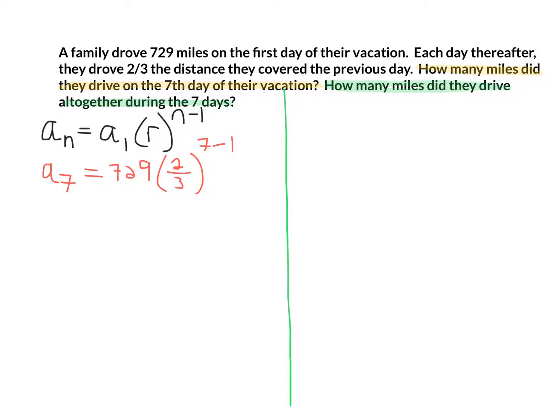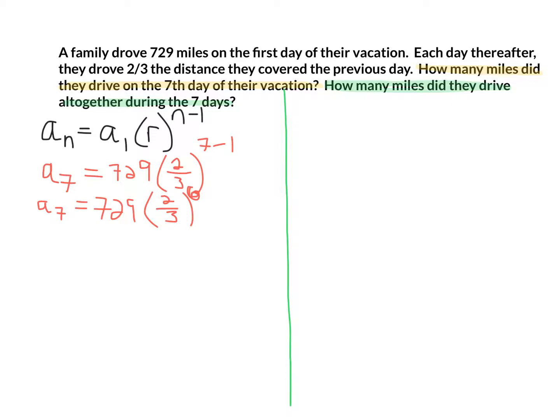So there's our formula. Now, obviously, order of operations says we're going to start with that exponent first. So A of 7 equals 729 times 2/3 raised to the 6th. Let me get rid of that a little bit. I guess I can't. All right, whatever. So it's going to go to the 6th. All right, so now we have to do 2/3 to the 6th power.